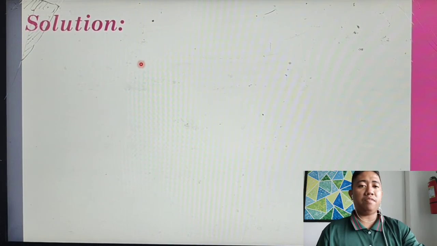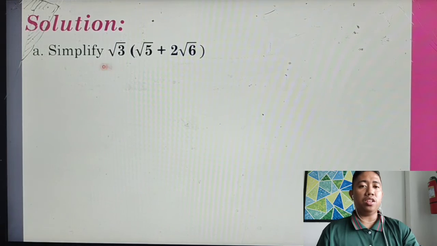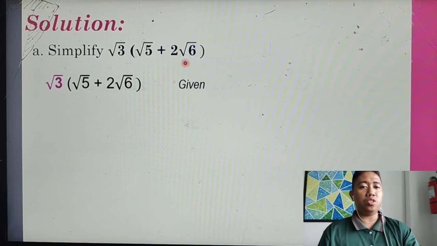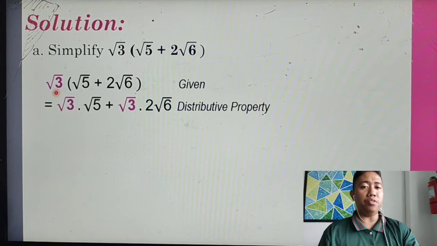Let's go back to the given radical expression for letter A. To simplify the square root of 3 multiplied by the quantity square root of 5 plus 2 square root of 6, the first step is to use the square root of 3 to multiply using the distributive property. By this, we have the square root of 3 times the square root of 5 plus the square root of 3 multiplied by 2 times the square root of 6. So we use the distributive property rule.